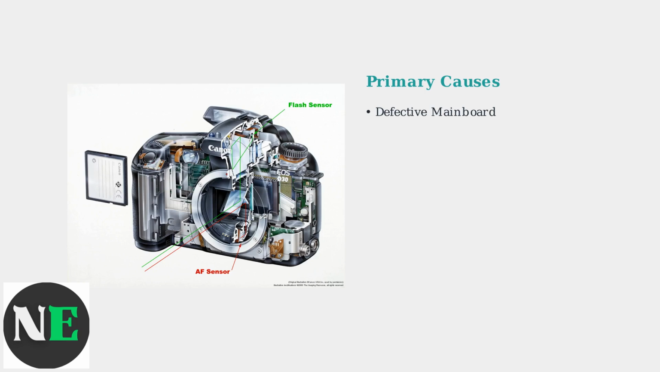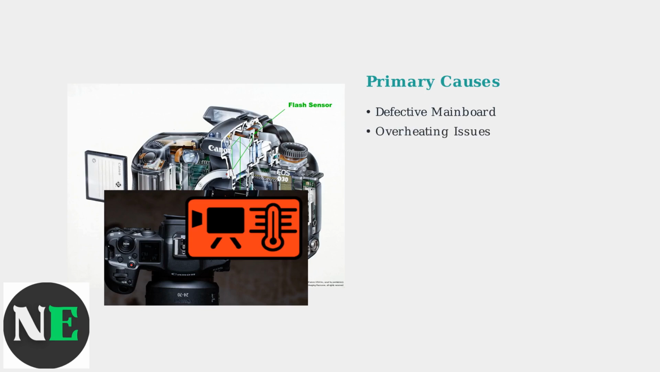The primary cause is mainboard issues, where the camera's central processing unit fails to communicate properly with other components. Overheating from prolonged camera use is another common trigger. When cameras operate continuously in high temperatures, internal components can malfunction and trigger error 70.